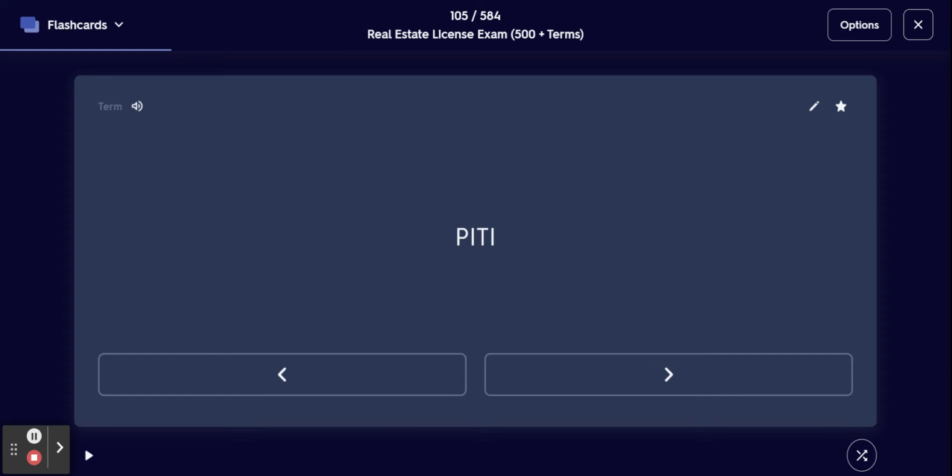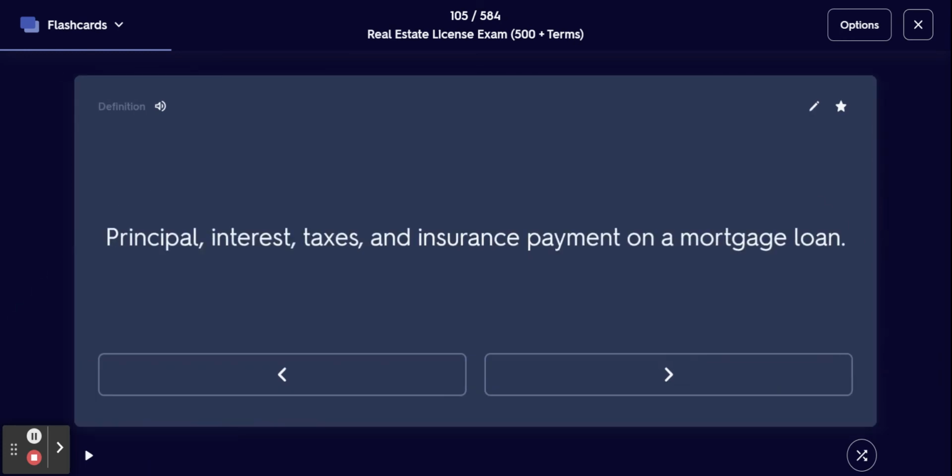PITI. Principal, interest, taxes, and insurance payment on a mortgage loan.